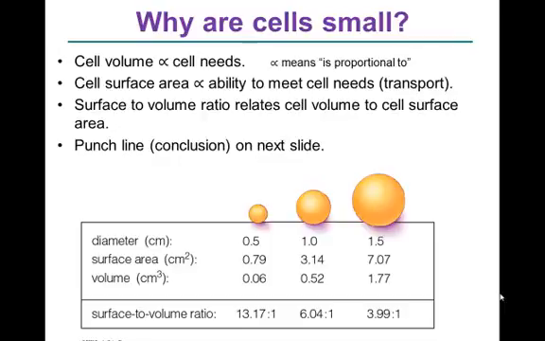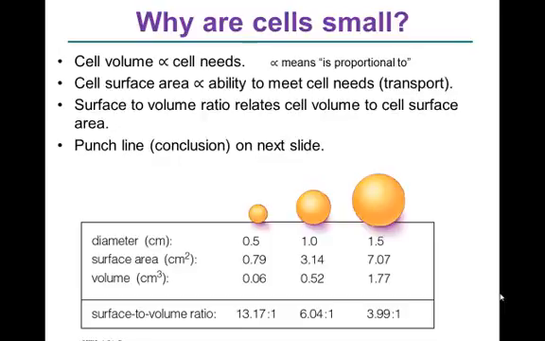And in order to understand this concept, you have to understand first that the volume of a cell is proportional to the needs of a cell. So the more volume it has, the more cytoplasm, the more stuff, and it needs more oxygen, more food, more waste removal to meet its needs.